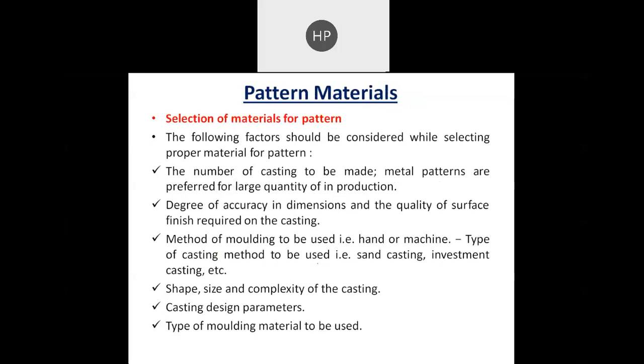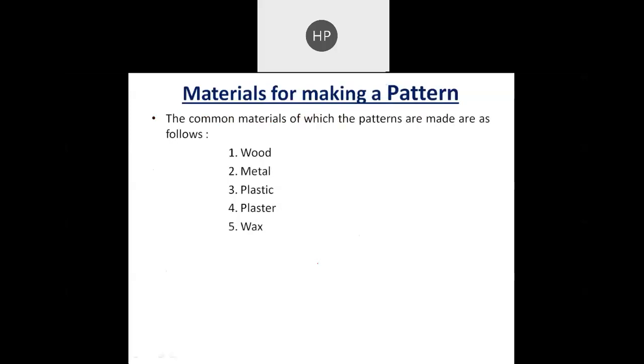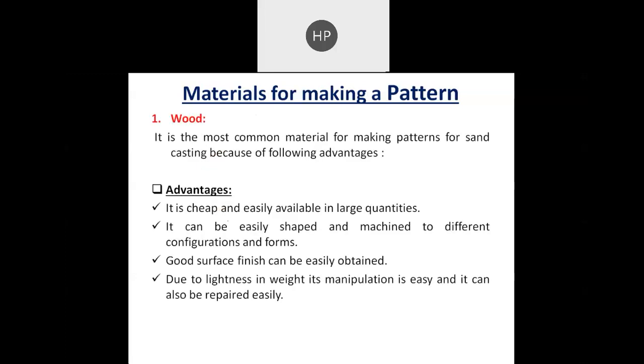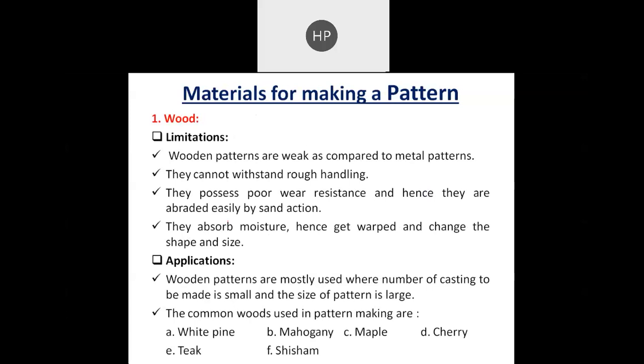Then there are various materials available to make the pattern. So which material do we have to select? There are certain criteria for the selection of the material. And then we have talked about the various materials used for patterns: wood, metal, plastic, plaster, and wax. We have talked in detail about all these pattern materials. What are the advantages of wood, what are the limitations of wood, and what are the various applications where we can apply this wood pattern.